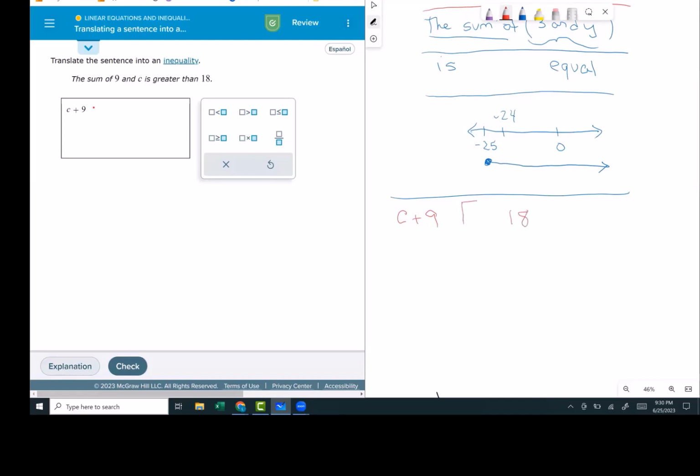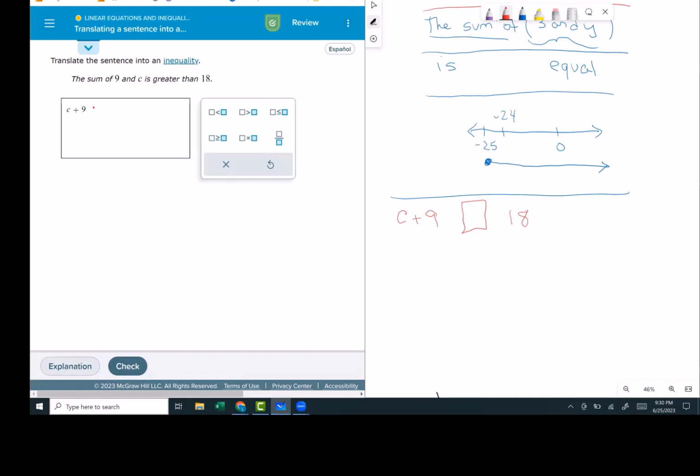And pretend we have a box in the middle. Which side should be bigger? Well, I mean, 18's bigger, but we don't know what 9 plus c is. How do you know 18's bigger? We don't know what c is. 18's bigger than what? Because c could be a million, then c would be bigger.